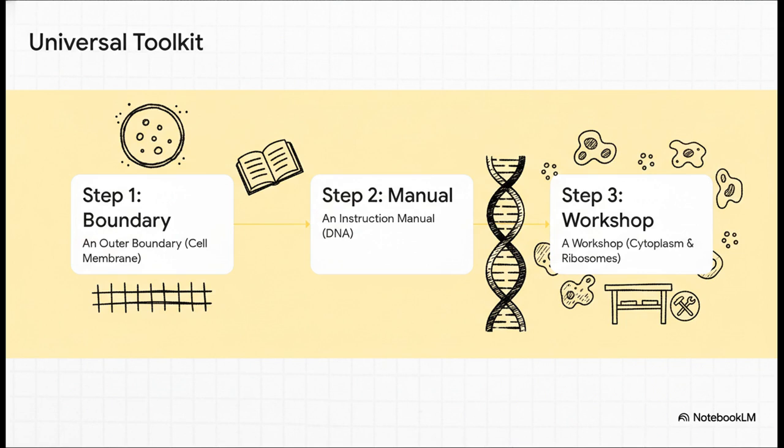Think of it like this. First, you need a wall, an outer boundary, right? That's the cell membrane, separating inside from outside. Second, you need a blueprint, an instruction manual for how to build everything. That's your DNA. And third, you need a workshop floor where all the work gets done. That's the cytoplasm and the tiny little protein-building machines called ribosomes.